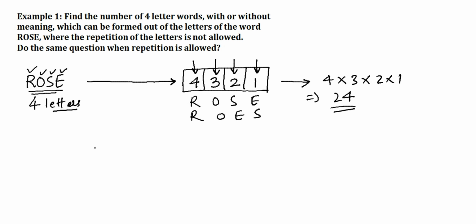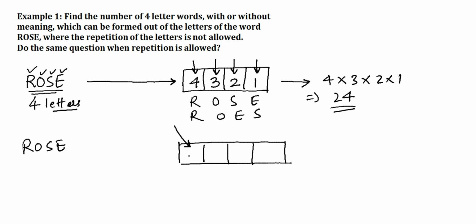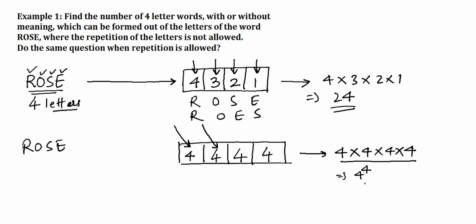Now we have to do the same question if the repetition is allowed. If the repetition is allowed, this means that we can use the letters of the word rose any number of times. So the first place can be filled in 4 ways. But since the repetition is allowed, again we are going to have 4 letters to be filled in the next place. So the next place would be filled in 4 ways. Again the 4 letters would be there for the next place and for the next place. So the total number of ways would be equal to 4 into 4 into 4 into 4, that is 4 to the power of 4, which is 256. So this is how we apply the fundamental principle of counting to arrange the letters in the places.